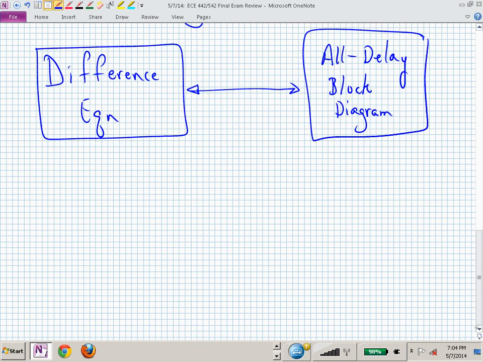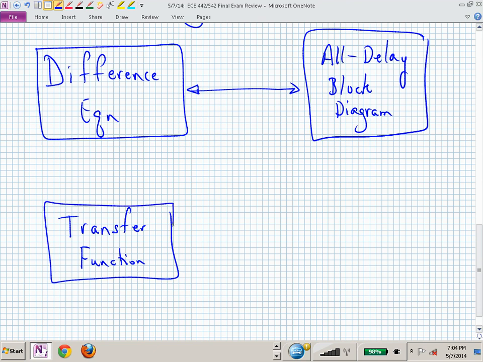Once you have a difference equation, you should be able to take that into the transform domain, meaning you should be able to z-transform that difference equation, or if you go the other way, inverse z-transform to get the difference equation. You should be able to go back and forth that way.